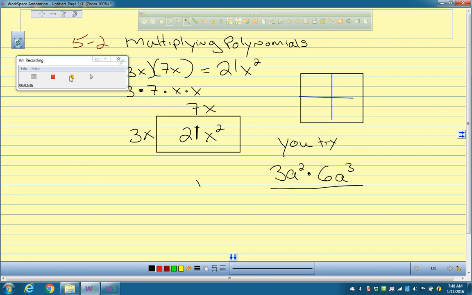Let's try this one. 3 times 6 is 18, and 8 to the 2 times 8 to the 3 makes 8 to the 5. Yeah?